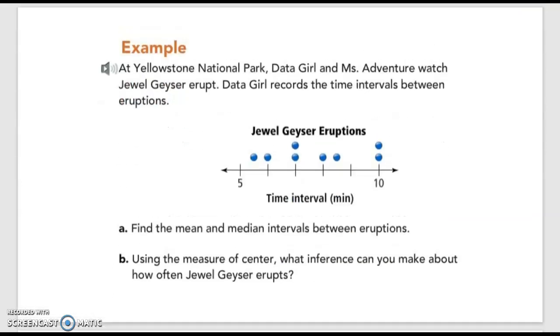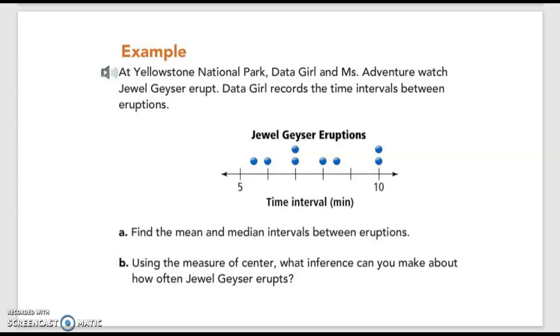Now let's look at an example. Follow along in your notes. At Yellowstone National Park, Data Girl and Misadventure watch Jewel Geyser erupt. Data Girl records the time intervals between eruptions. Find the mean and median intervals between eruptions. To calculate mean and median, we have to make sure we are using the correct numbers within our data set.